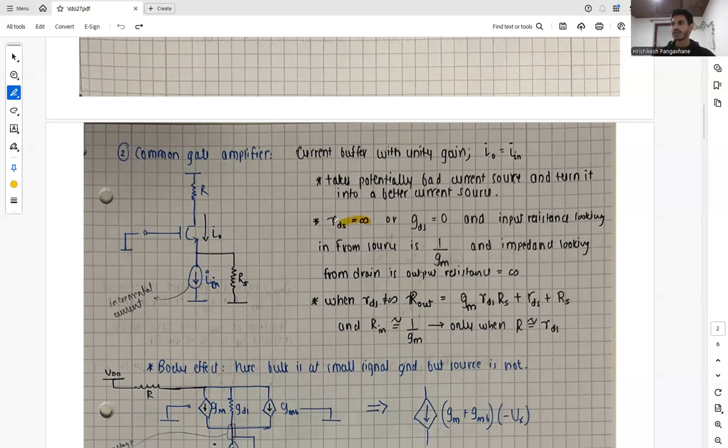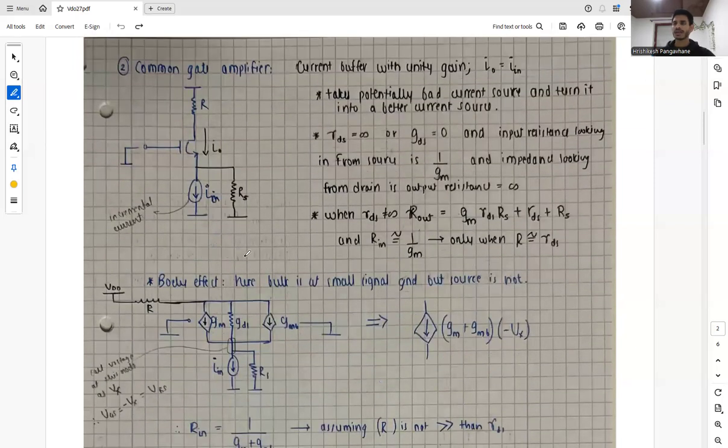And over here, we consider that RDS is infinity or GDS equals 0, and the input resistance looking in from the source is 1 upon GM, and the output resistance looking from the drain is infinity. When RDS is not equal to infinity, as in reality, Rout comes out to be GM RDS times RS plus RDS plus RS, and RS is nothing but the source resistor, which is coming with the non-ideal current source.